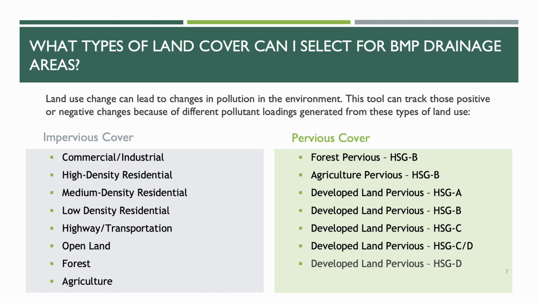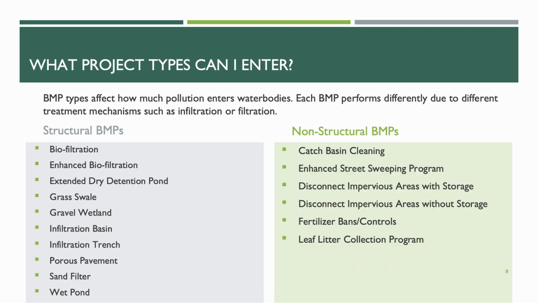There are also 7 options for pervious cover by soil types, that are hydrologic soil groups, representing the runoff potential due to varying soil infiltration rates. Hydrologic soil group A represents the highest infiltration rate with the lowest runoff potential, whereas hydrologic soil group D represents the lowest infiltration rate with the highest runoff potential.